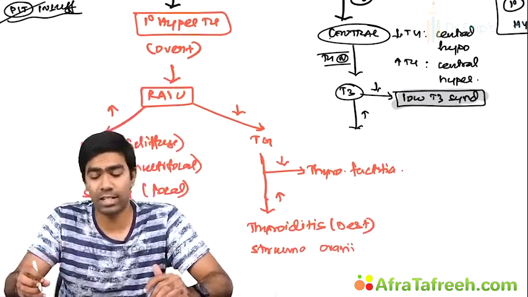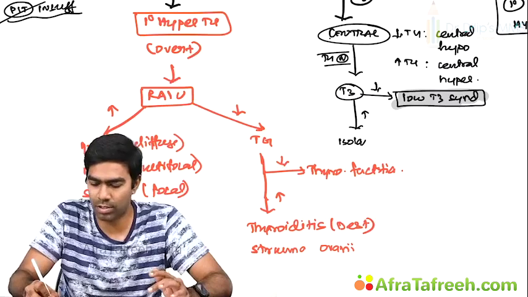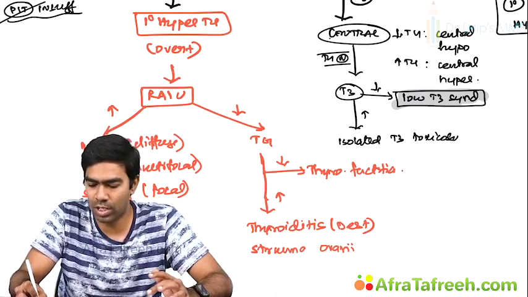So if T3 is increased and T4, TSH, all these things are normal, you can even think about an isolated T3 toxicosis. Very, very rare. Only if your clinical picture is correlating with this, diagnose these disorders. They are very, very rare disorders. So don't diagnose straight away without your clinical picture. Only if your clinical features are correlating with your investigatory findings, then you can diagnose these disorders, isolated T3 toxicosis. So this is how you are going to evaluate a thyroid disorder.